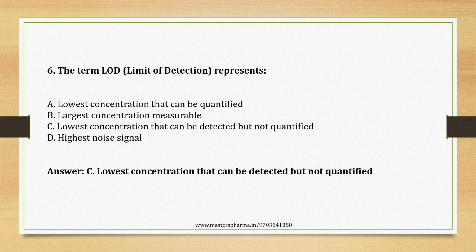Option D, highest noise signal. Highest noise signal leads to random background signal. LOD is based on distinguishing the analyte signal above the noise, not the noise itself. So the correct option is lowest concentration that can be detected but not quantified.